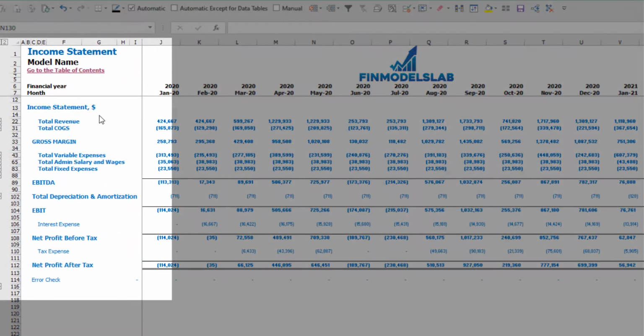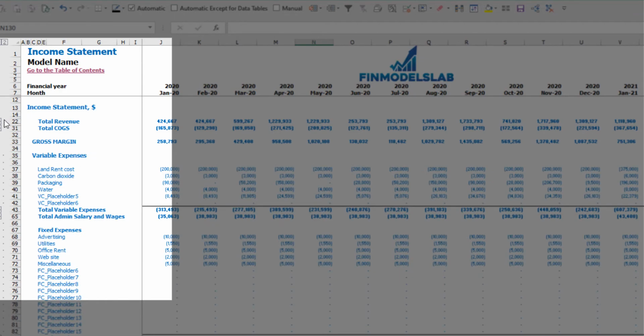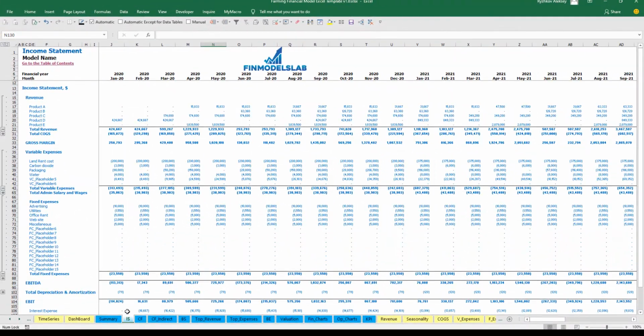On the income statement tab you may see your main components of your profit and loss, which is total revenue, total cost of goods sold, gross margin, total variable expenses, total admin salaries and wages, total fixed expenses, EBITDA, depreciation and amortization, EBIT, interest expense, net profit before tax, your corporate tax, and as a result net profit after tax. Please note that each category has its own subcategories, so you may click on this plus button and see the detalization, for example for fixed expenses, or for variable expenses, or for example for the revenue.